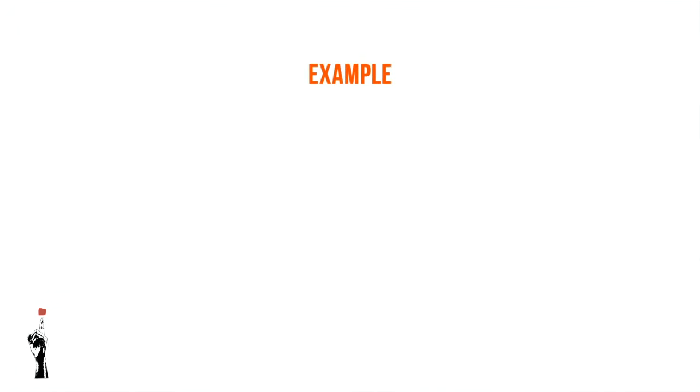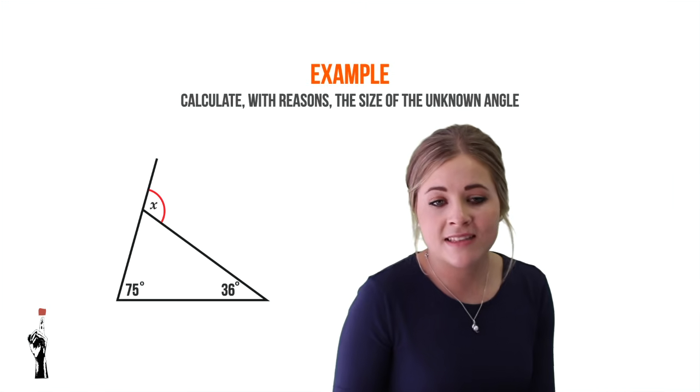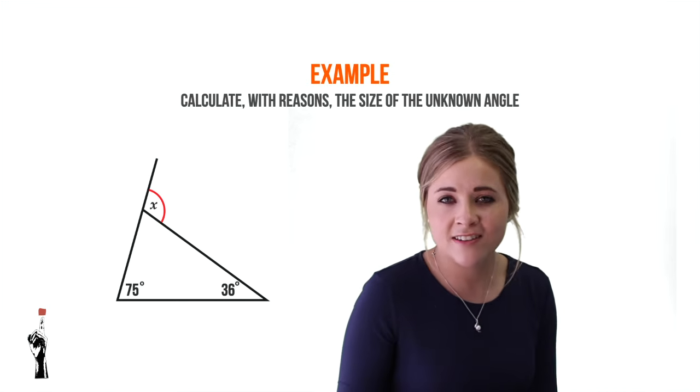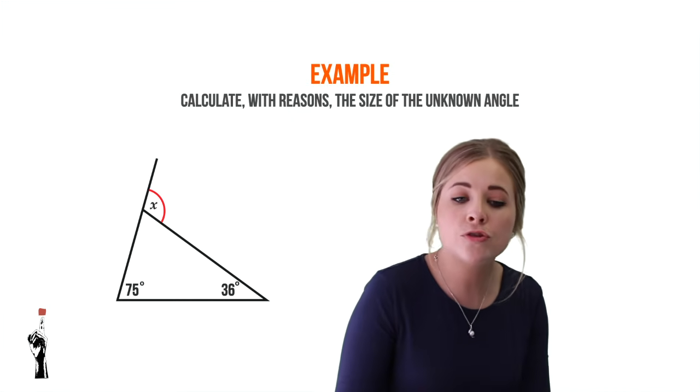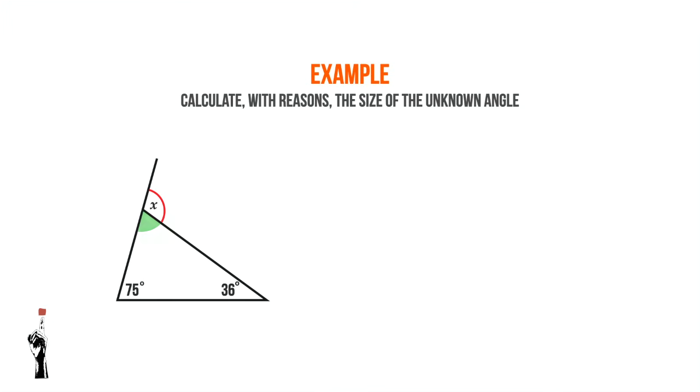Now let's do an example using this particular theorem. I can see that in my triangle, I have one side extended. So that means this red angle that I'm drawing here is an exterior angle. I know that the definition for an exterior angle is that it is the sum of the two opposite interior angles. It never includes the angle directly next to my exterior angle. So that means that I know x would be equal to 75 degrees plus 36 degrees.